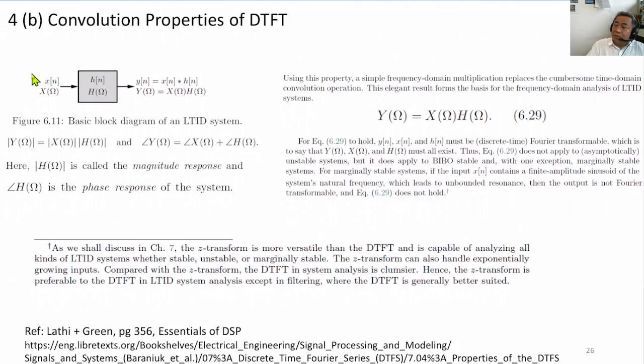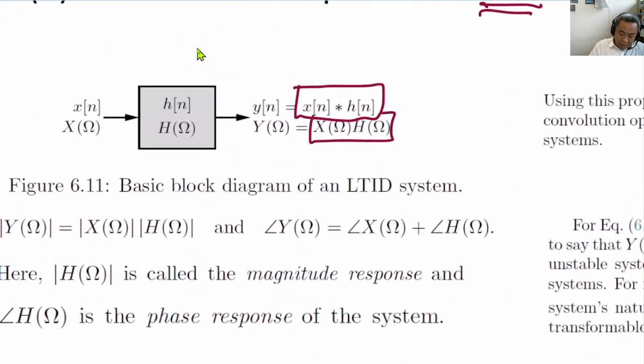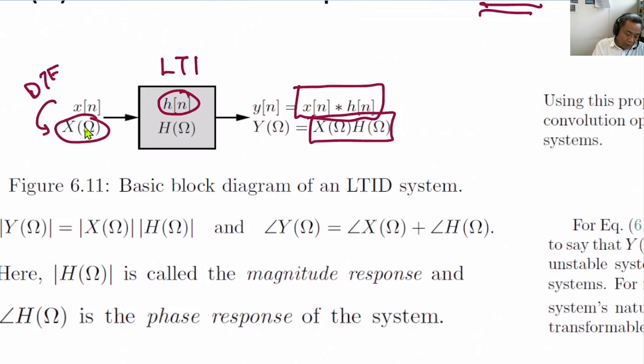In the next two slides, we'll discuss in slightly more detail why the DTFT turns convolution in time into multiplication in the frequency domain. If you have x of n sent into an LTI system, and the LTI system is characterized by the impulse response h of n, then y of n equals x of n convolved with h of n. What we typically do is convert x of n by the discrete time Fourier transform into x of omega, both for the input x of n as well as the impulse response.